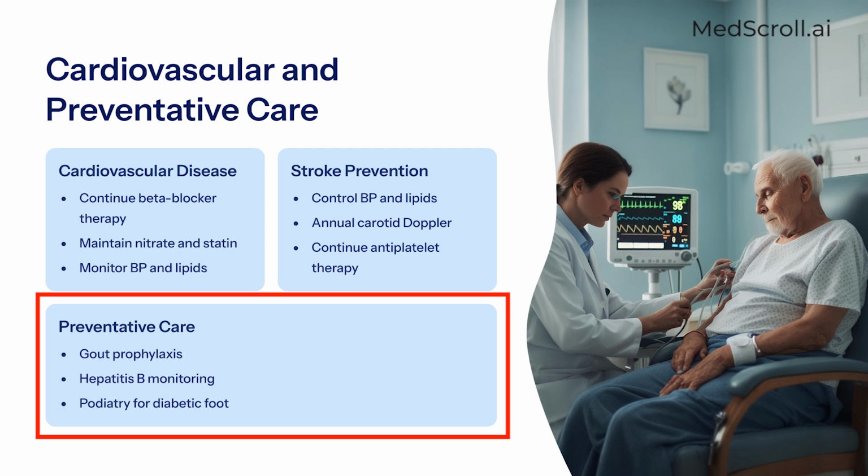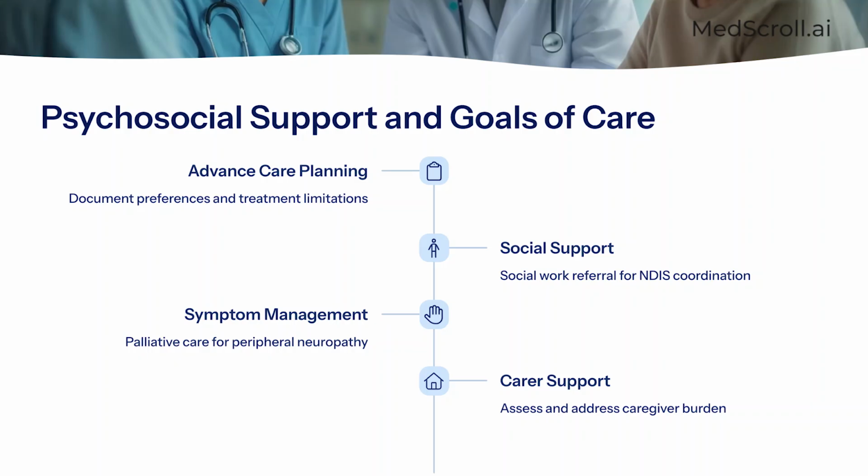Other medical issues, continue gout prophylaxis and hepatitis B monitoring. Address peripheral neuropathy symptomatically. Continue advanced care planning discussions. Engage social work for care support and NDIS coordination. Consider palliative care input to support symptom management and care planning. Thank you.